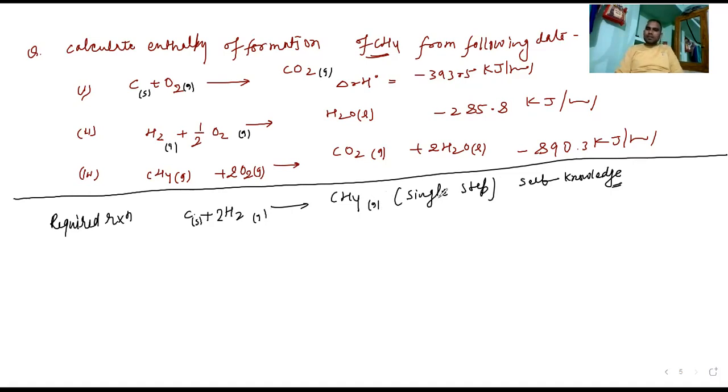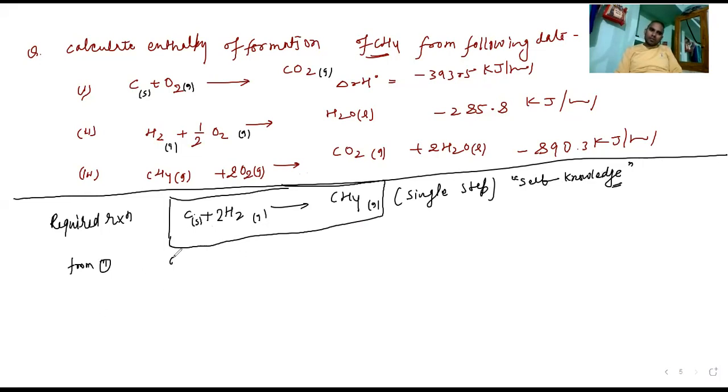So single step is this. So what is the multiple step? That is, we are using this equation. From one, you see, C plus O2 gives CO2. So C we require, the same way I'm writing. This is the required reaction, according to the definition. The definition says formation of 1 mole of compound from elemental state. Single step is self knowledge. We got this from the definition only.